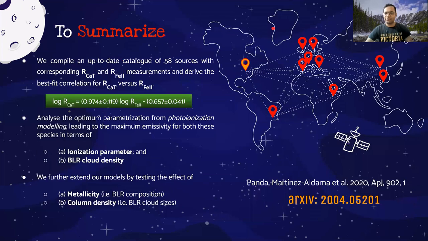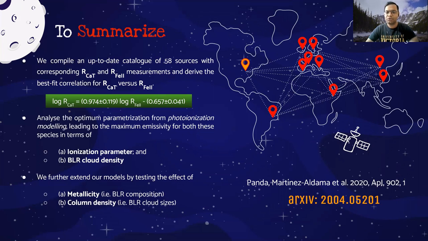To summarize, we compiled an up-to-date catalog of 58 sources which have corresponding R_FeII and R_CaT measurements and derived the best-fit correlation between these two species. By analyzing with respect to the photoionization modeling, we realize the maximum emissivity of both these emissions can be neatly tied down to two major quantities, the ionization parameter and the broad line region cloud density.